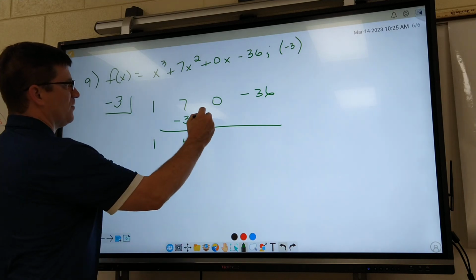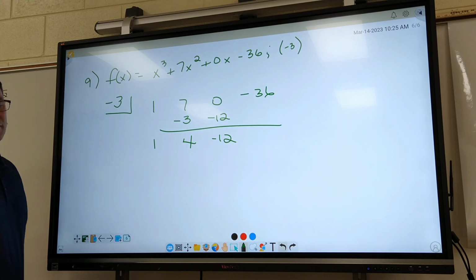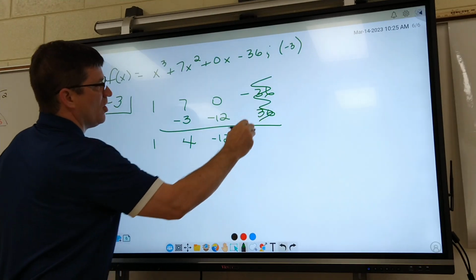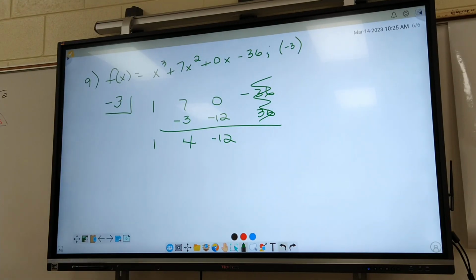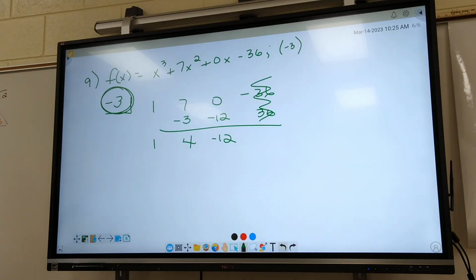Negative 3 times 4 is negative 12. Add them up, you get negative 12. Negative 3 times negative 12. Okay. How do I know that I've done everything right so far? Because the last column canceled out. So my first answer is negative 3. How do I find my remaining 2 answers?